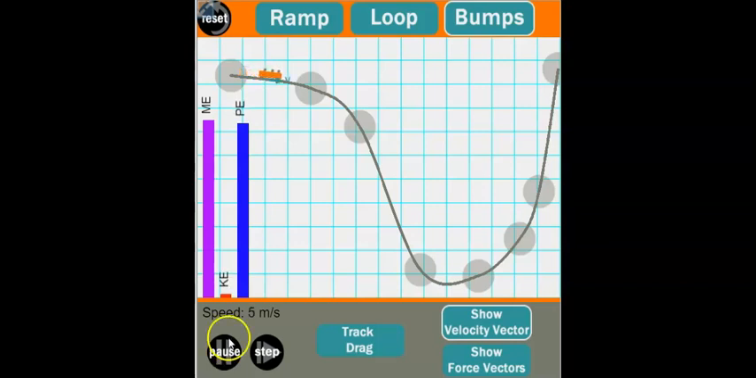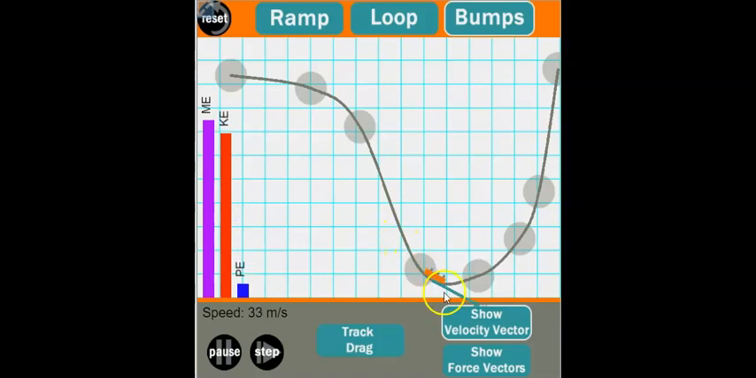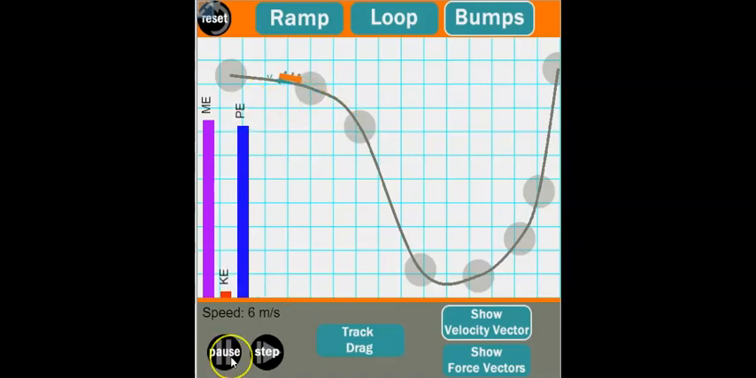Here we can see that the car is beginning to descend, and the velocity arrow is growing. And here it is maximum. And then, as it goes back up the hill, it slows down and stops, and reverses itself. And then it returns to the original position. And stop.